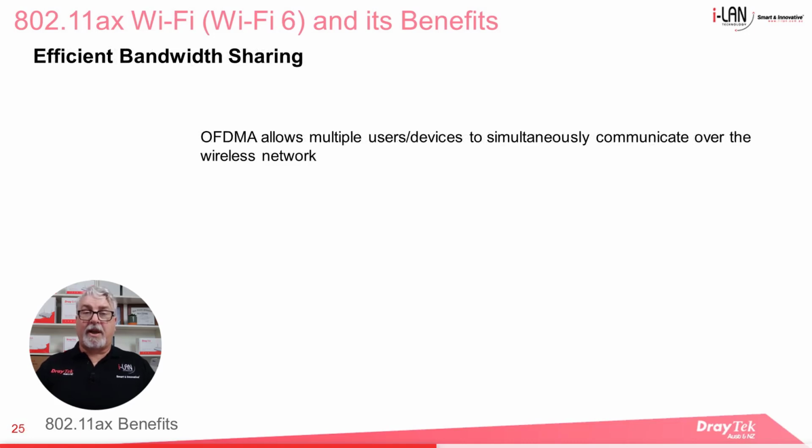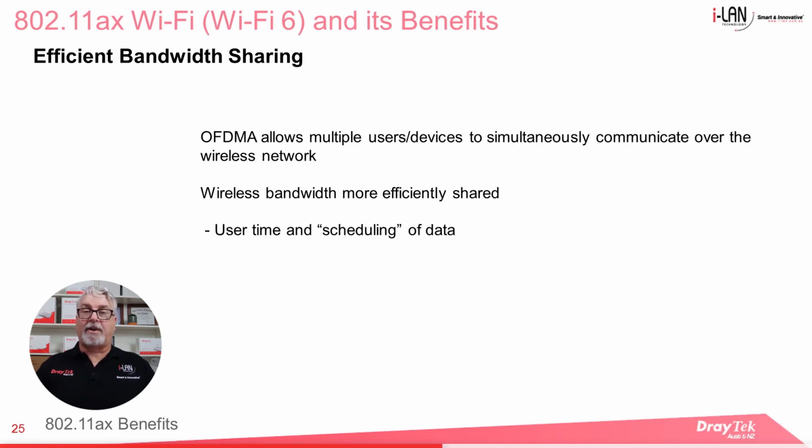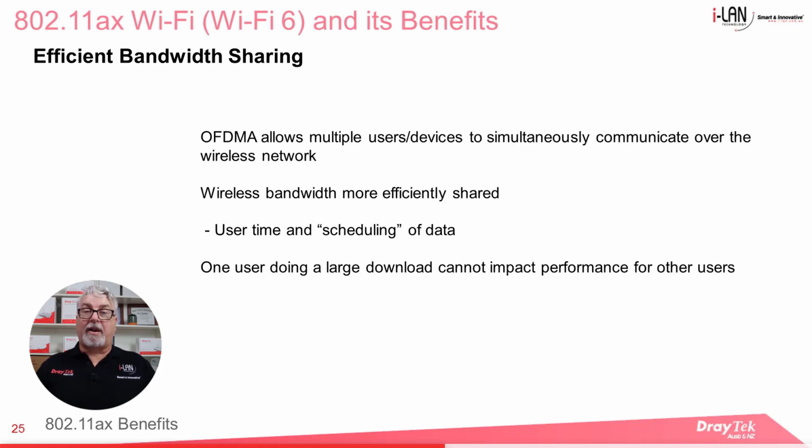OFDMA, which we discussed earlier, allows multiple users and devices to simultaneously communicate over the wireless network. This is through the efficient use of the wireless bandwidth through allocation of user time and data transfer scheduling. One of the benefits is that a single user carrying out a large file transfer or a download cannot impact the wireless performance of other users.